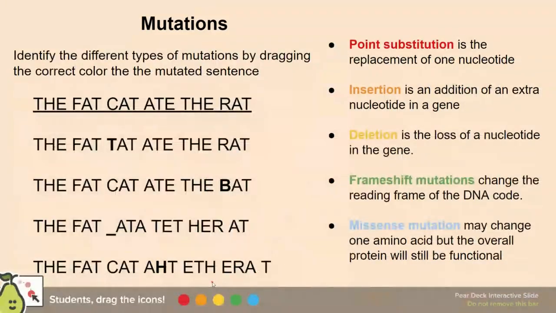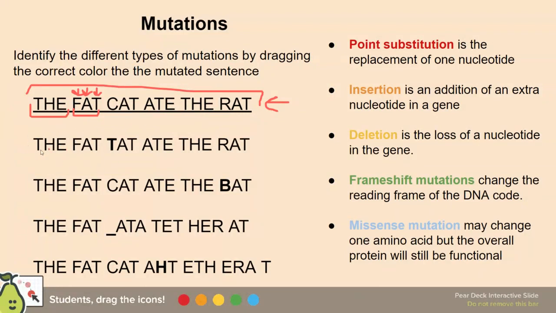Let's look at this example. So in this example, the whole sentence represents the protein. Each word represents an amino acid, and each letter represents a base pair. So my entire protein originally says the fat cat ate the rat. That's what the sentence is supposed to say.